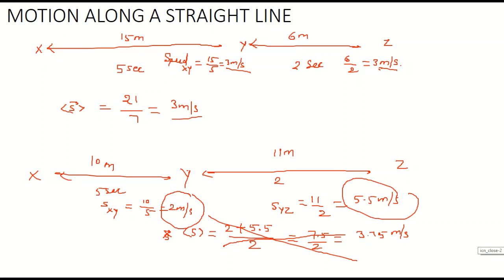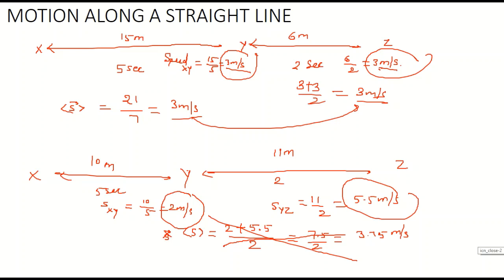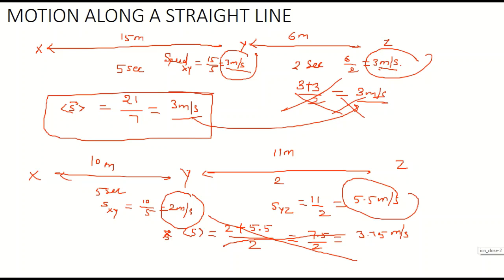In the previous case we were getting 3, so we were getting 3 plus 3 by 2, then we were easily getting 3 meter per second, and that was a coincidence that we got the correct answer. But this is not the method. We will not calculate the average speed by this formula. We will always calculate the average speed with total distance upon total time.